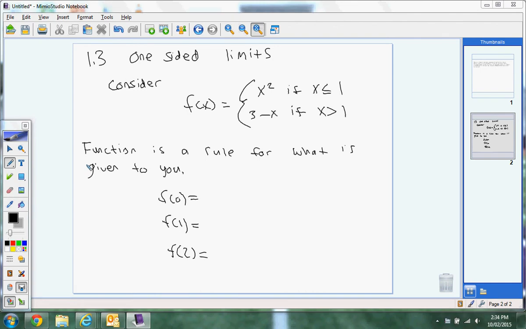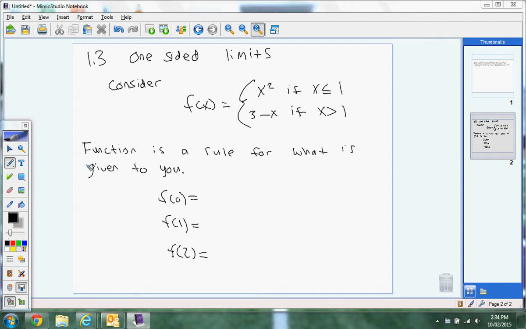1-3 one-sided limits. So yesterday we talked about just limits at certain points. And there we talked about the thing with limits is we're looking for continuity. Does the function have continuity? If it has continuity, what was that from yesterday? When do we know it's continuous?